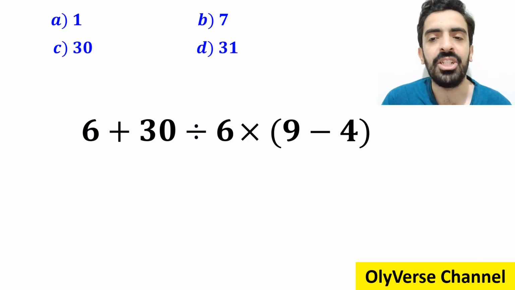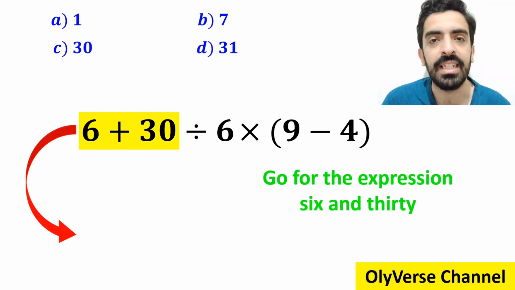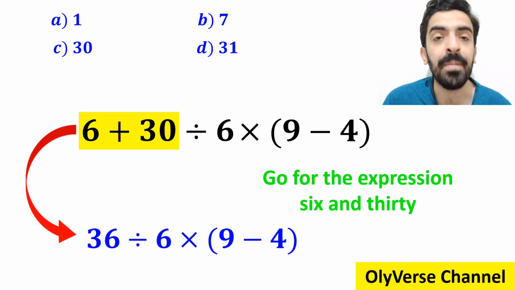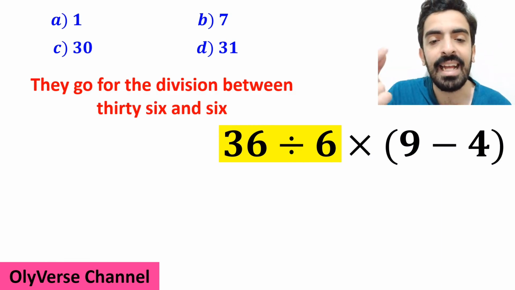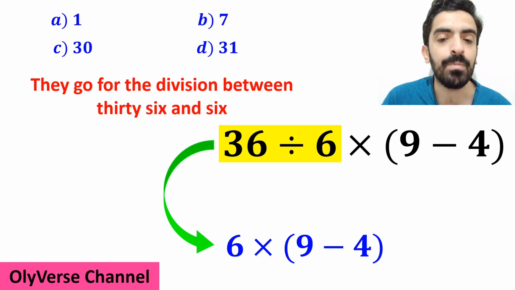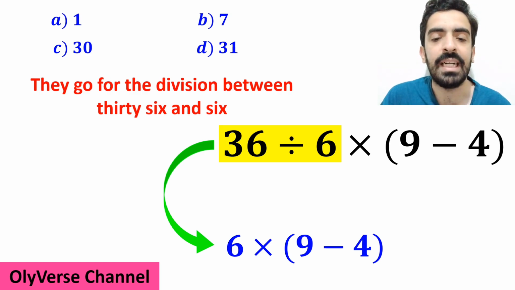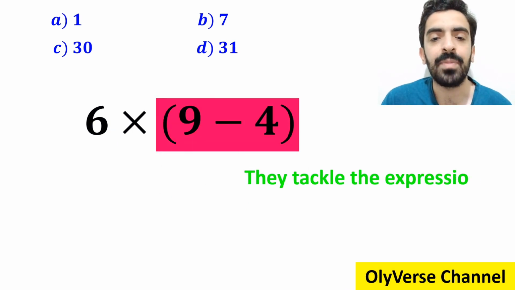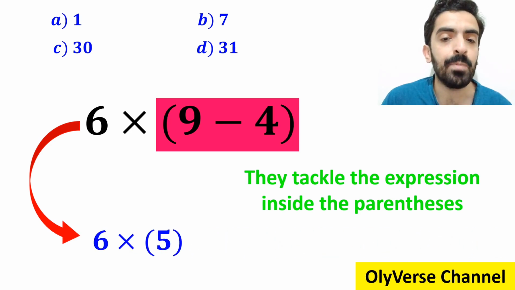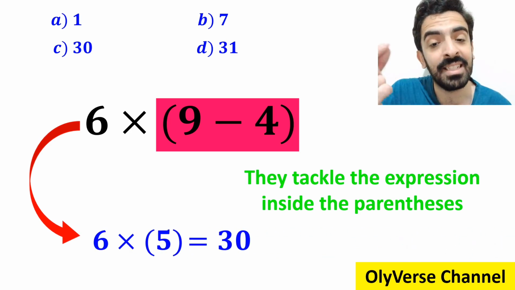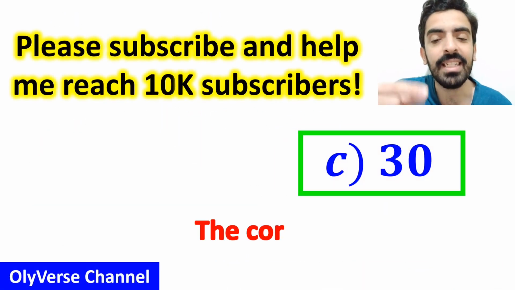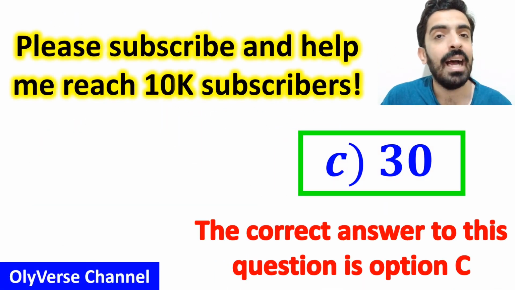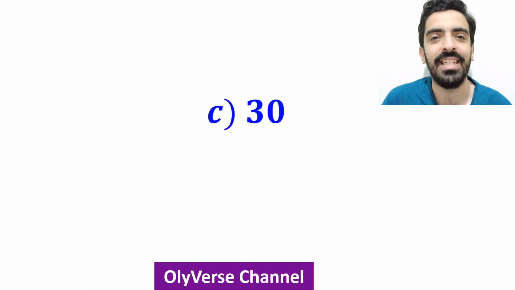Many people, when solving this question, first go for the expression 6 + 30 and write this as 36, divided by 6, multiplied by (9 − 4). The next step, they go for the division between 36 and 6, and this simplifies to 6 × (9 − 4). Then they tackle the expression inside the parentheses and write it as 6 × 5, which ultimately gives them the answer 30. Then, without any hesitation, they quickly say that the correct answer is option C. However, it's not the correct answer to this question.